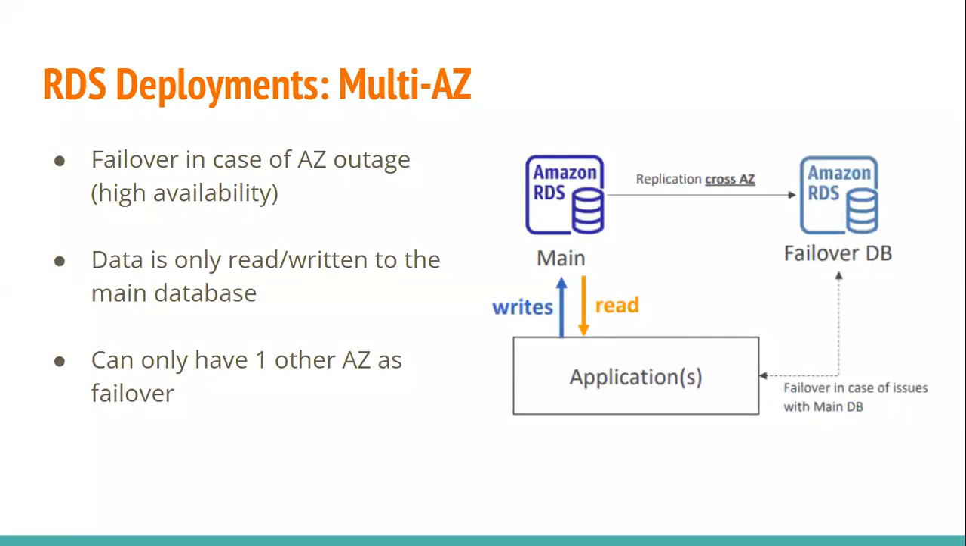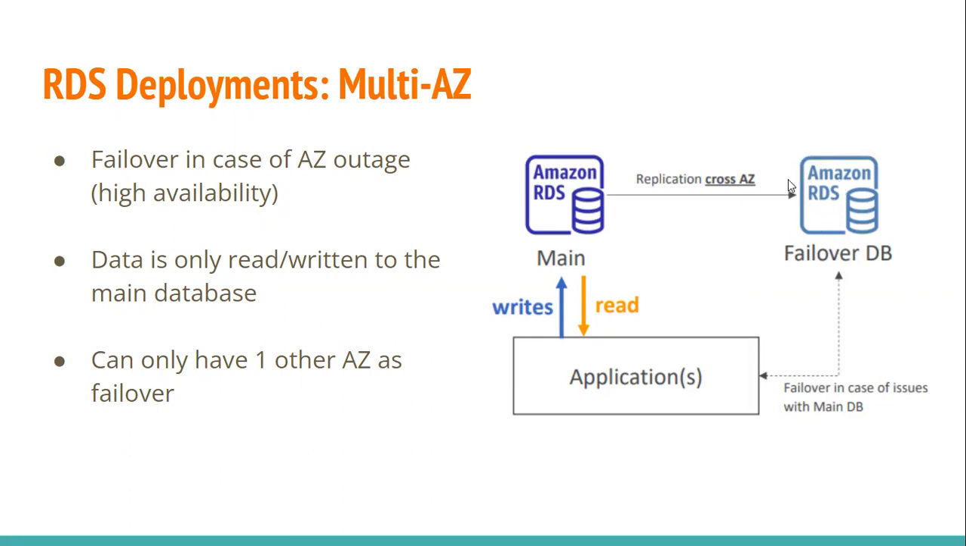So let's understand the deployments in multiple AZ, how it is managed and how you can deploy the database services in multiple availability zones. Let's understand the image first. There is one Amazon RDS, and its replication across a different availability zone you can consider as a failover database.